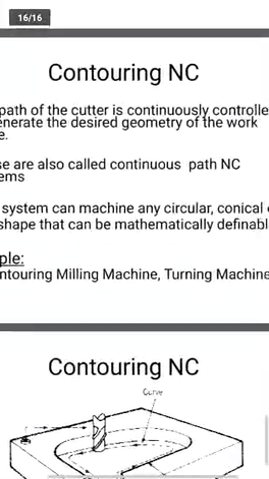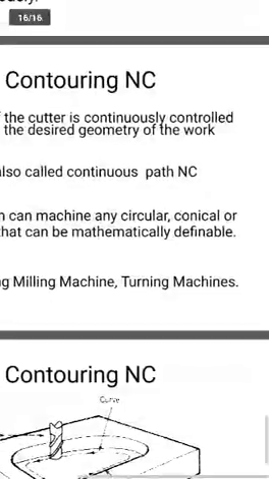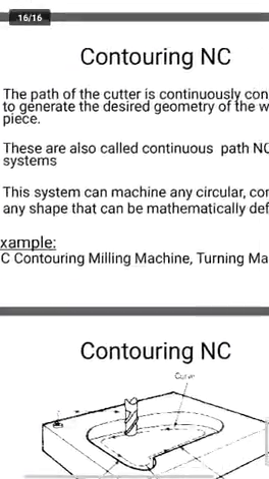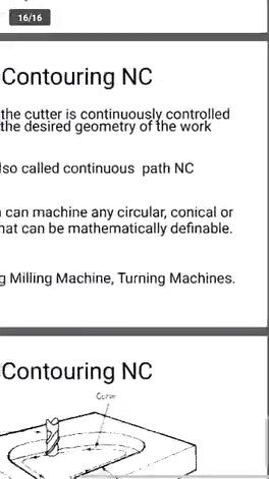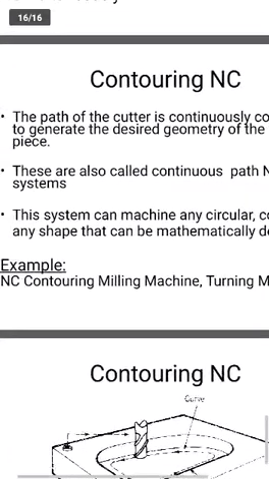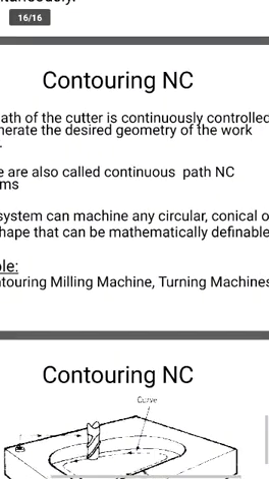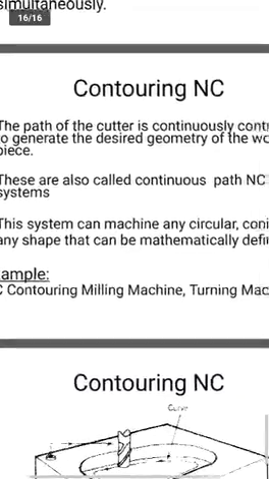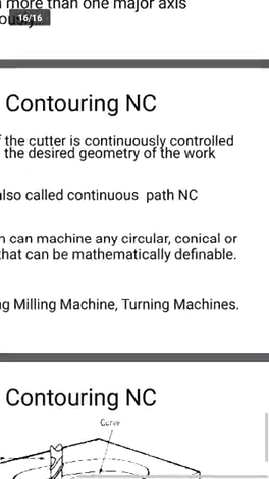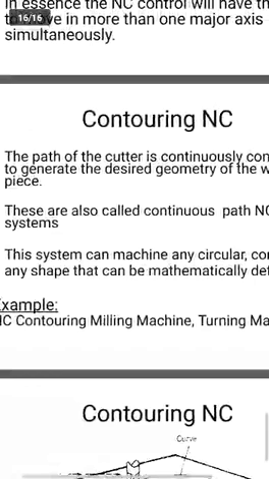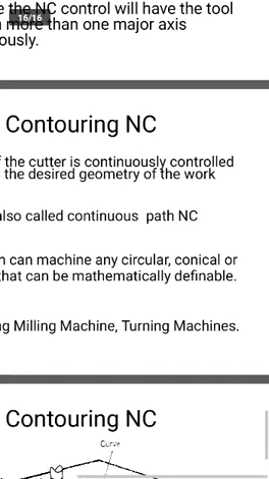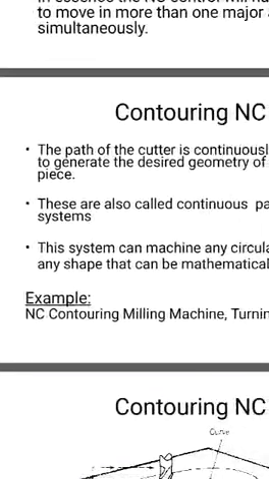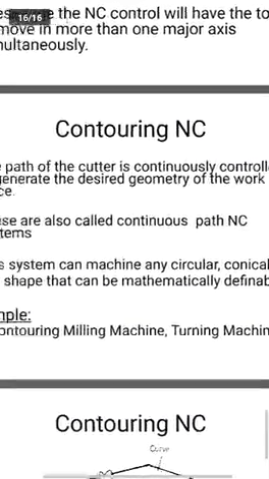The system can machine any circular, conical, or any shape that can be described mathematically. The tool can drill circular, conical, and arc shapes, and take out material in all these shapes. These are also called continuous path NC systems, where the path of the cutter is continuously controlled to generate the desired geometry of the workpiece.